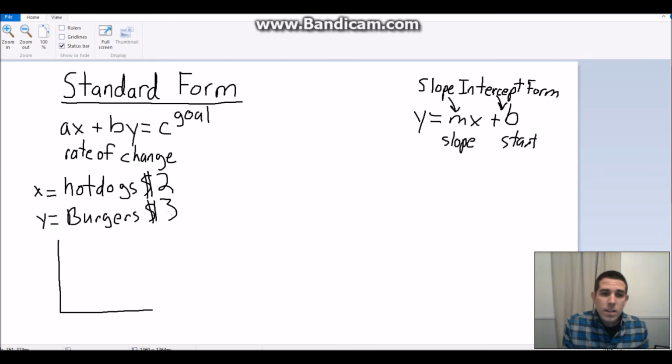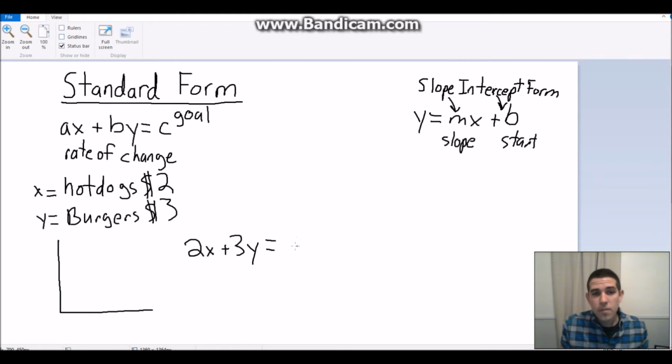Okay? So the way this equation would be written is, well, if my hot dogs have a rate of change of 2, I would put that where this a is. That's like my first slope. So I would say 2x, $2 per hot dog. Also, I'm going to be making 3y, $3 per burger.